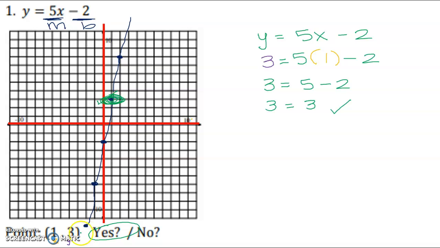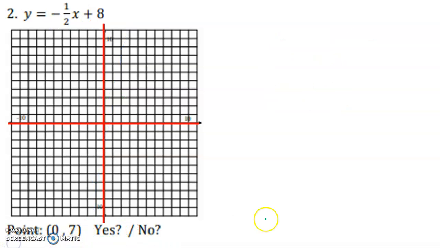Let's look at one more example. So here we have the equation y equals -1/2 x plus 8, and we are asked if the point (0, 7) is a solution. So there's something interesting here about this point. When we have a 0 for the x, this is what we can call the y-intercept.